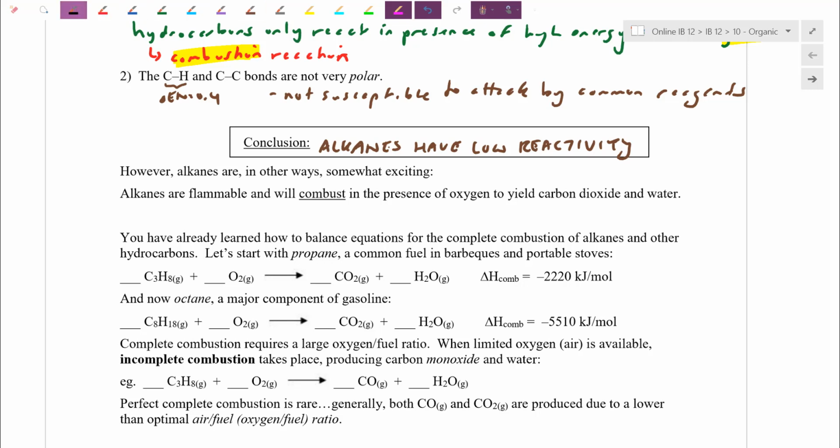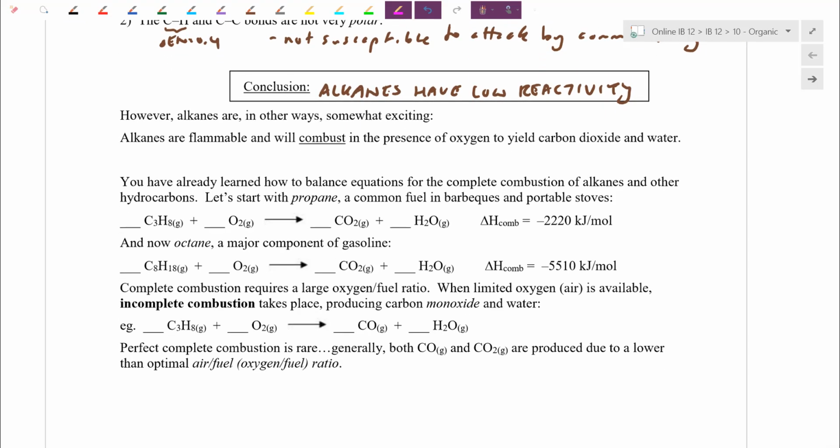So when we actually take a look at burning reactions, we can actually see different ways we can make the alkane burn. So alkanes are flammable; they can combust. Combustion will always require oxygen. It's going to yield, for complete combustion, carbon dioxide and water. These ones here can be used as different fuels.